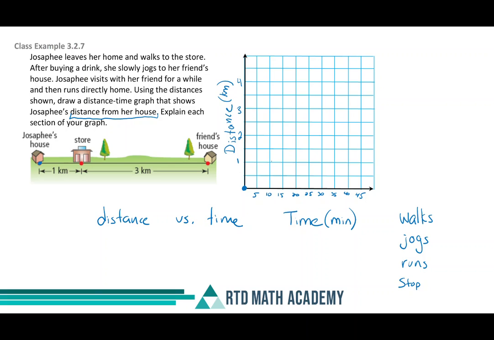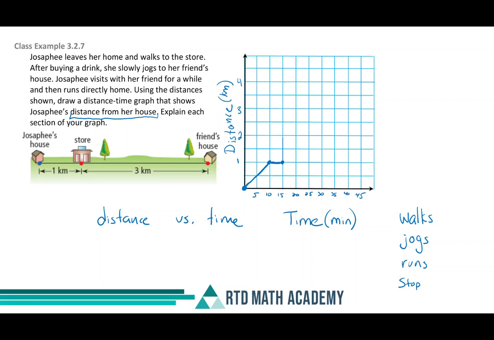So maybe she's going to take, I don't know, maybe let's just say 10 minutes. Maybe she's a fast walker. So if she walks 10 minutes constantly to the store, then she's in the store. When she's in the store, she's not actually changing her distance from her house. But let's say maybe she takes 5 minutes to pick her drink and pay for it. Okay. Next thing I see is that she's going to jog, and she's jogging 3 kilometers. So we're going to go 3 more kilometers away from home for a total of 4 kilometers.